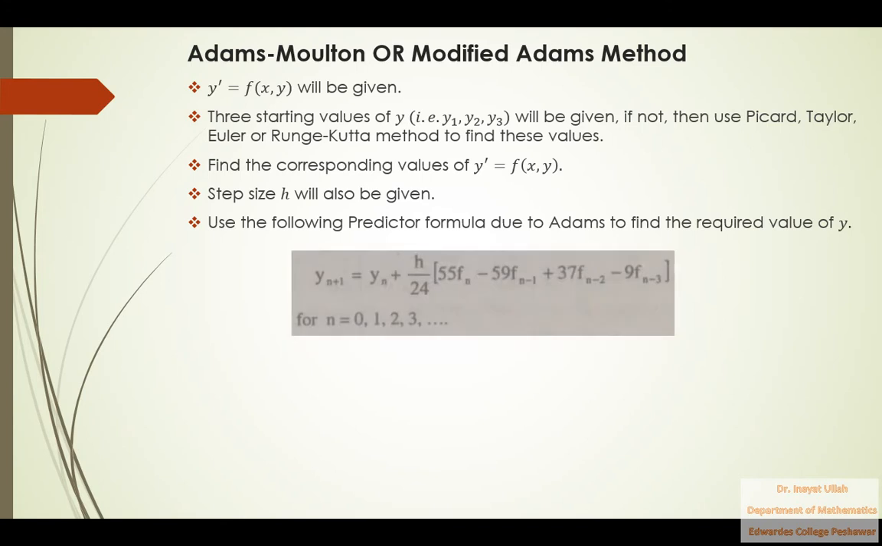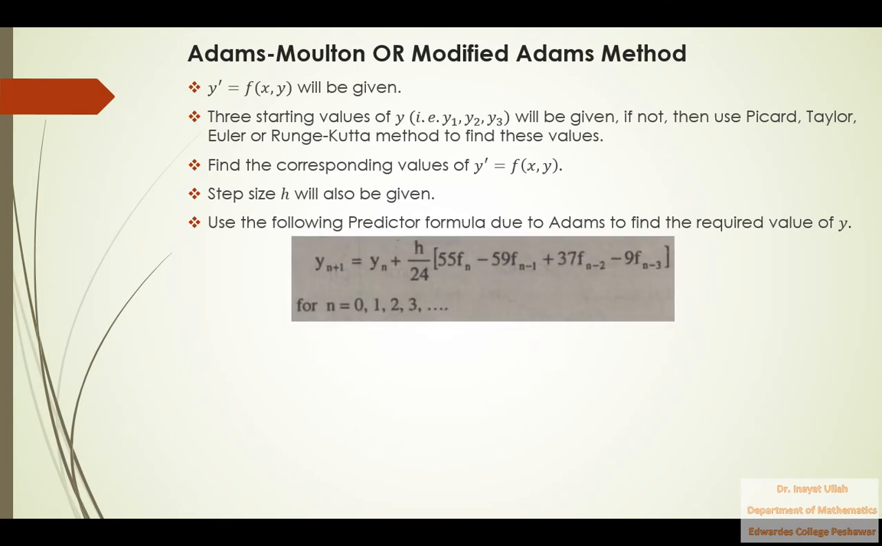So what is the predictor formula due to Adams? That is y(n+1) is equal to y(n) plus h by 24 times 55 f(n) minus 59 f(n-1) plus 37 f(n-2) minus 9 f(n-3), where n varies from 0 and so on.